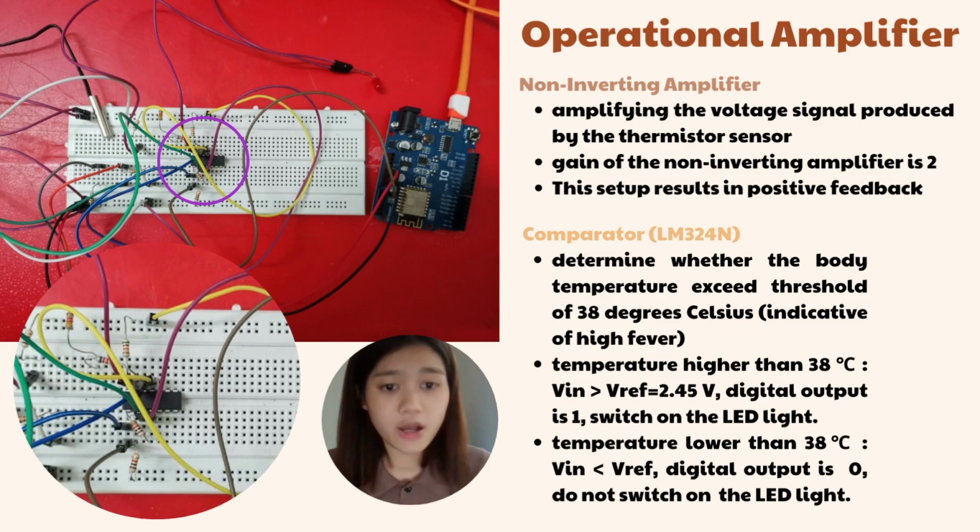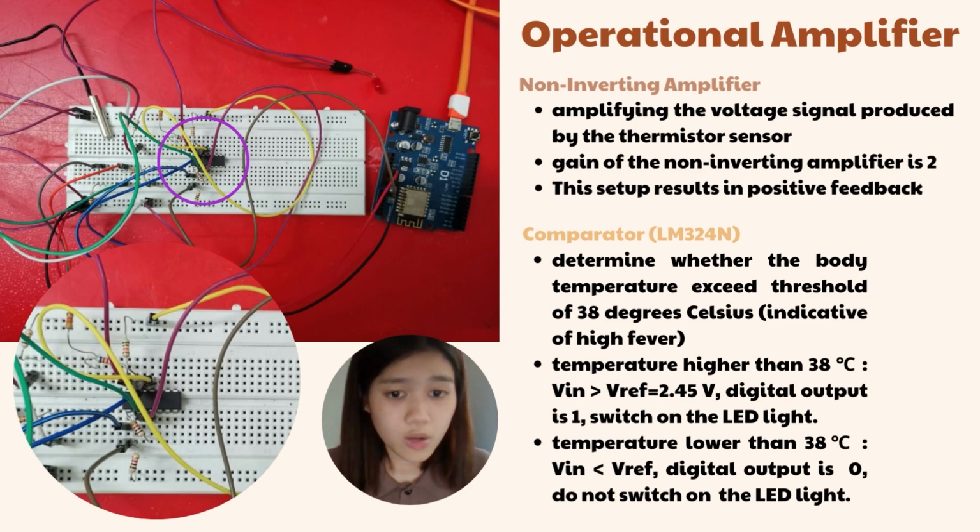The next element is the comparator. The comparator used is the LM324N. The comparator is a critical electronic circuit that determines whether the body temperature exceeds 38 degrees Celsius, the predefined high fever threshold. It compares the amplified thermistor voltage from the non-inverting amplifier with a reference voltage set to 2.45 volts. When the amplified voltage is higher than the reference voltage, the comparator's output goes high, with the logic level of 1, automatically switching on the LED light to indicate a high fever.